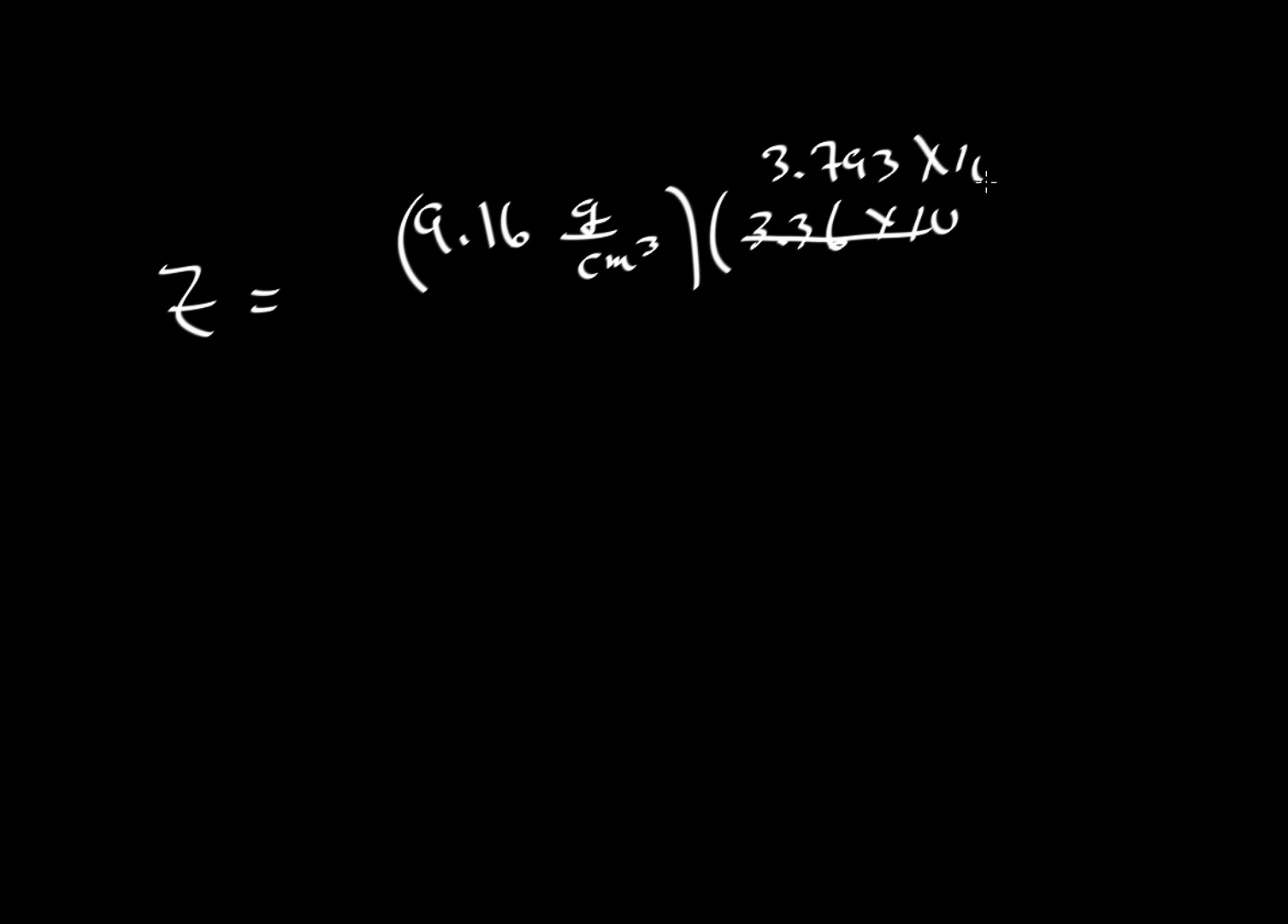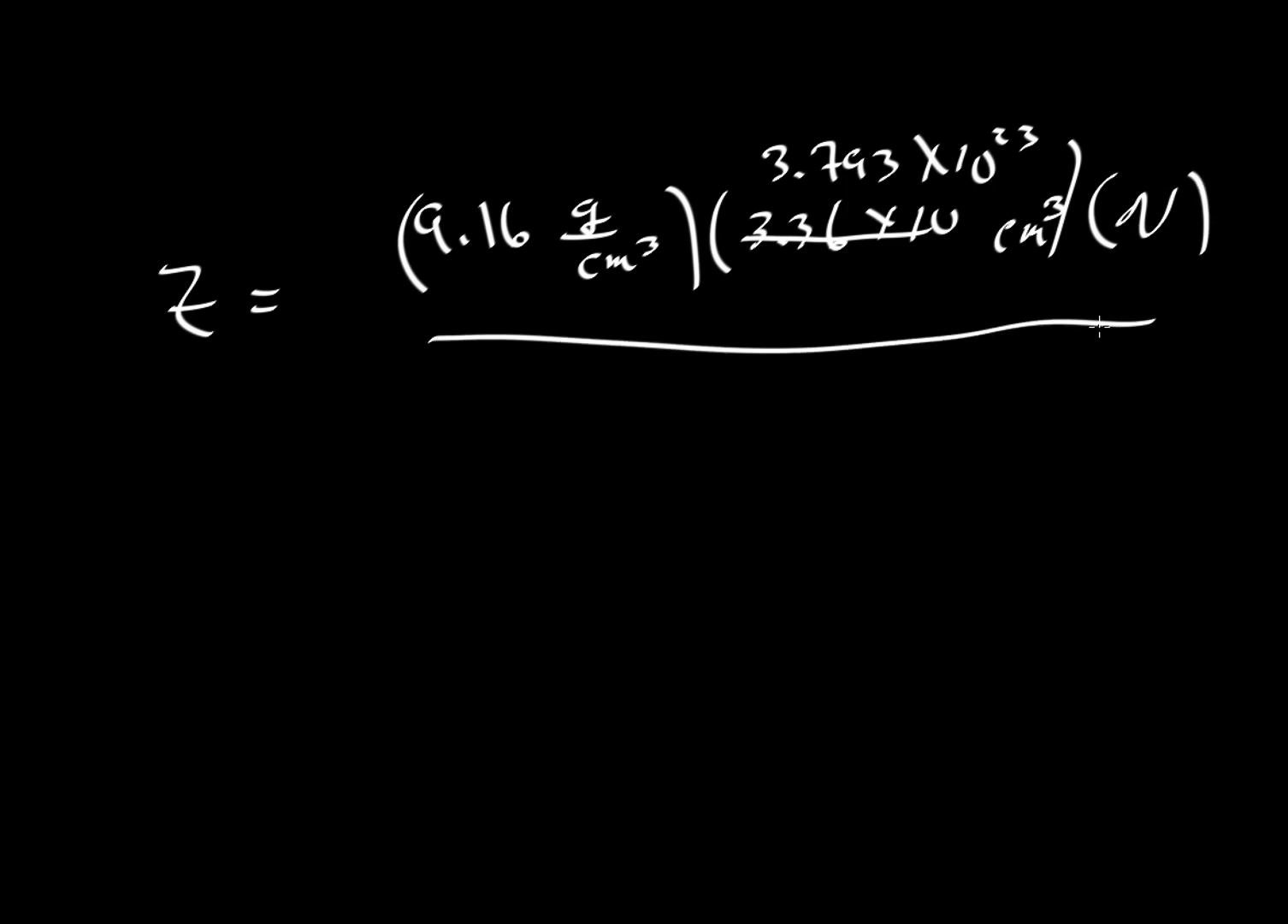3.793 times 10 to the 23, in units of cubic centimeters. And then that'll be multiplied by n, 6.02 times 10 to the 23, and divided by molar mass, which is 209 grams per mole. Let's take a look at the way the units cancel out.